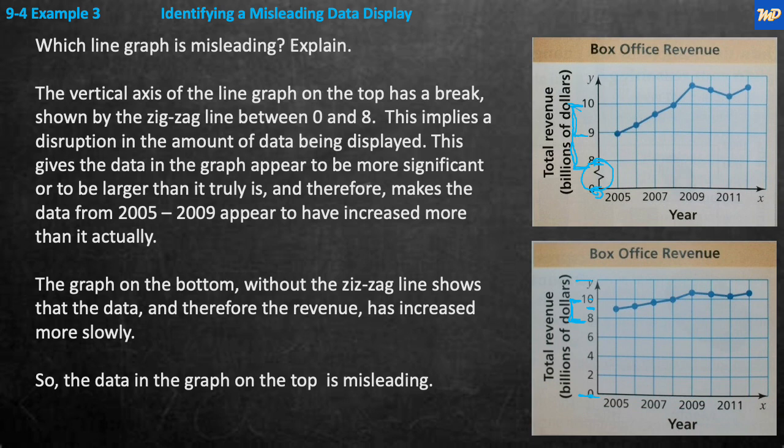I'm going to read this to you. It says, the vertical axis of the line graph on the top has a break shown as a zigzag line between 0 and 8. This implies a disruption in the amount of data being displayed. This gives the data in the graph the appearance of being more significant or larger than it truly is, and therefore makes the data from 2005 through 2009 appear to have increased much more. Wow, you got a lot of big pay raises, didn't you? But the graph on the bottom without the zigzag line shows the true data, and therefore the revenue has increased more slowly. If you really look at it, you say, wow, your pay hasn't really increased as fast as it looked like it had. So the data in the graph on the top is misleading.